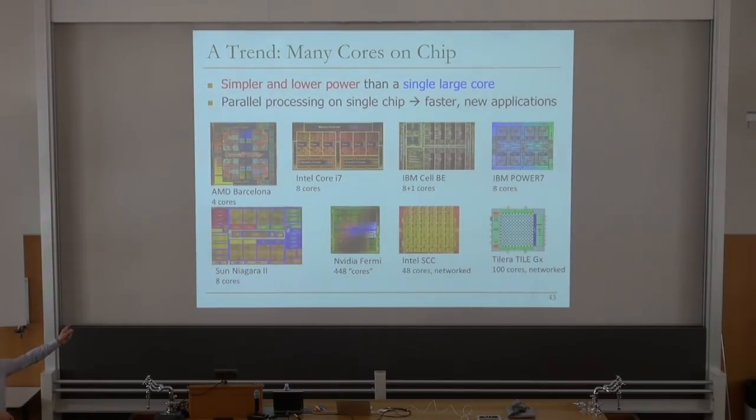There are 6 cores in the picture. I say 8 cores over here. But Intel Core i7 is really a family, so I should really correct this to be 6. But it's really a family, so I think right now they may have 24 cores or something. Anybody know? Yeah? 8 cores.